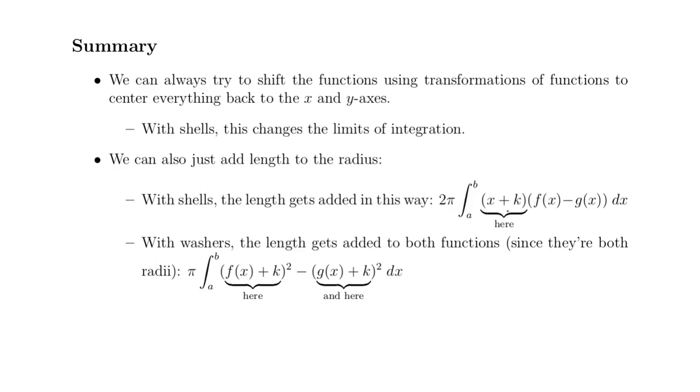The other thing you can do is you can add length to the radius. With shells, the length gets added right here. That's our radius. Whereas with washers, it gets added to both of these radii before you square them. So just keep an eye on that. It shouldn't be a huge deal, but these typically end up being a little bit more involved problems because there's a little bit more of the visualization that we have to figure out.